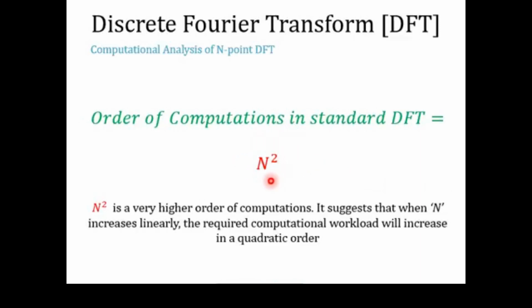Basically, n square is considered as a very higher order of computation in the field of programming, because it shows that when we'll increase the value of n linearly, where n represents the length of DFT, then the requirement of computations performed by our computer will increase non-linearly. Or more specifically, we can say that the requirement of computations will be increased in a squared order. So if we are going to take a very higher point DFT, or if the value of n is very large, then it will need a lot of computations. And this squared order of computations is the main reason which makes DFT computationally very slow, or an inefficient technique.